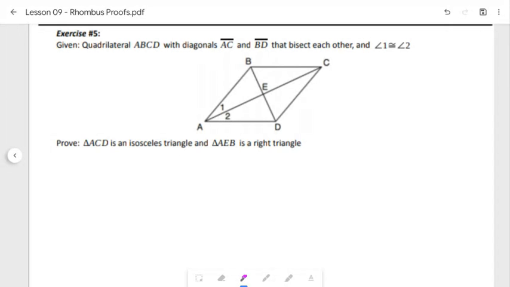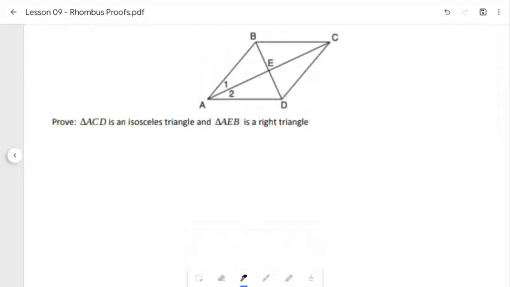Okay? So we're given that's a quadrilateral ABCD. Notice it did not give me anything I could use properties for yet. It didn't say what type of quadrilateral it is, so I can't use any of those properties until I figure out which one it is. It's got the diagonals that bisect each other, and angle 1 and angle 2 are congruent. And the first thing I want to prove is that I have an isosceles triangle.